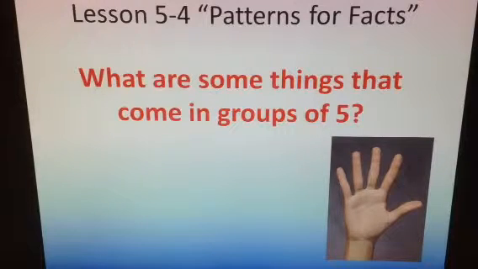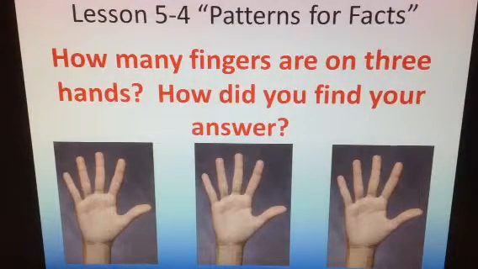What are some things that come in groups of 5? I thought of fingers. Other students were saying toes, or they were thinking of gum, which sometimes comes in a pack of 5. How many fingers are there on 3 hands? How did you find your answers? Some students skip count to get 15. Some students multiply 3 times 5.